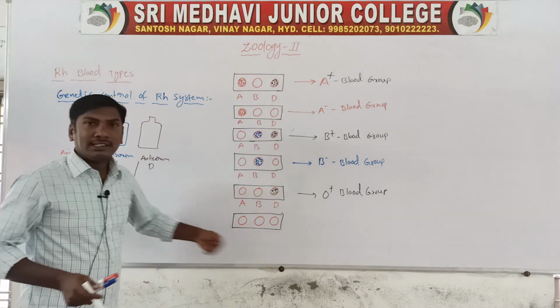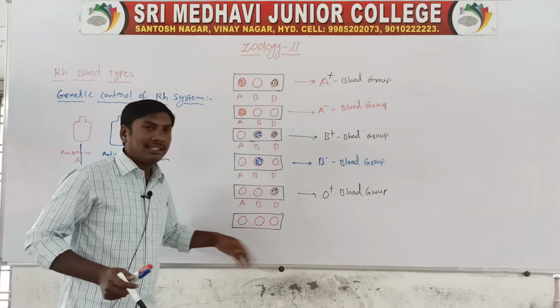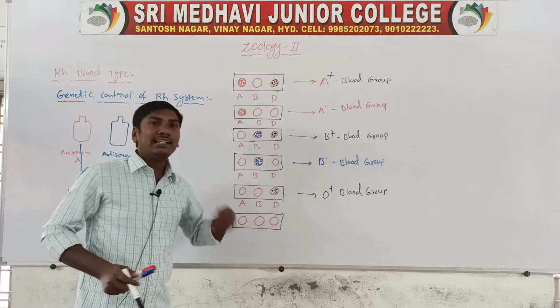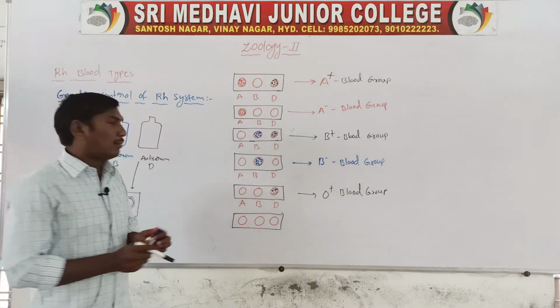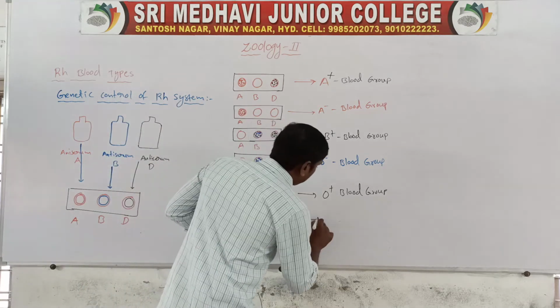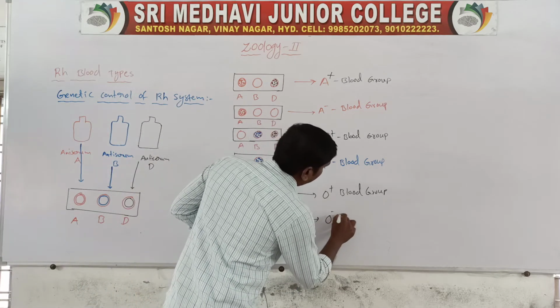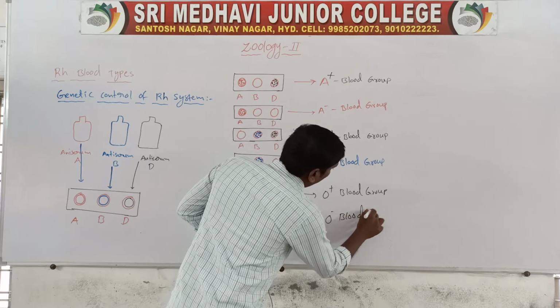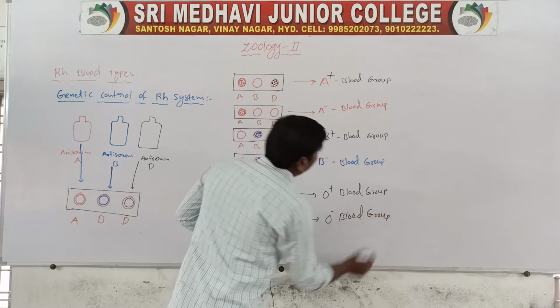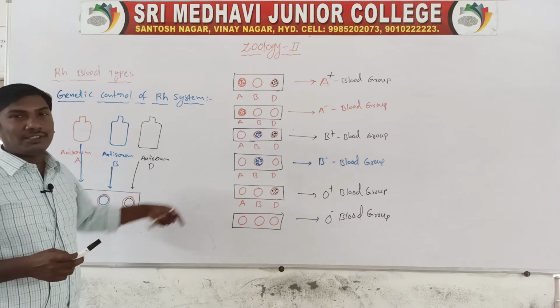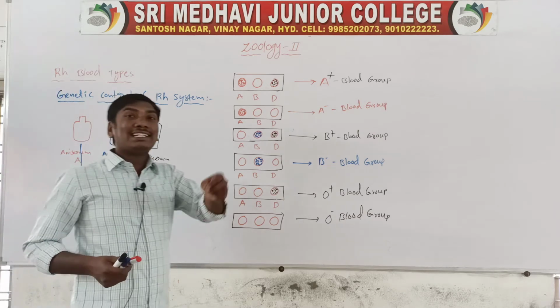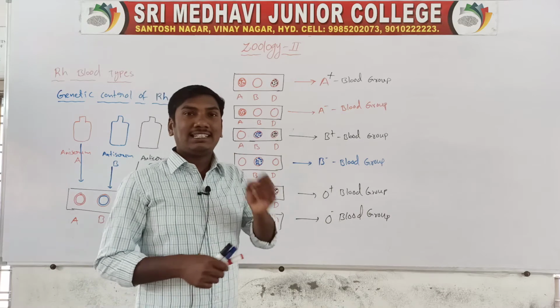So in samples A, B, and D, there is no clumping formation. In these three samples, there is no clumping, so that type of person's blood group is called O negative blood group. These are the blood testing processes using the anti-serum test kit.